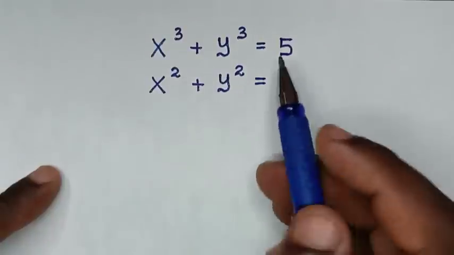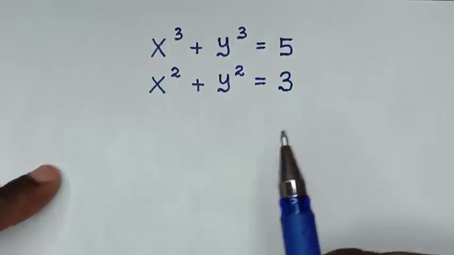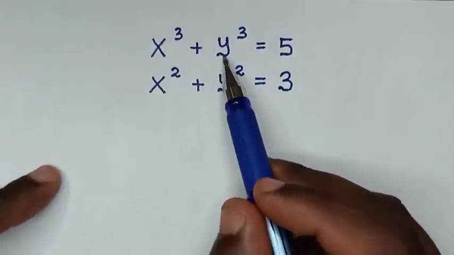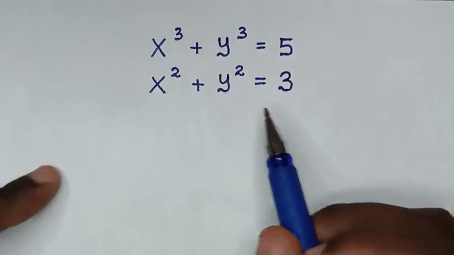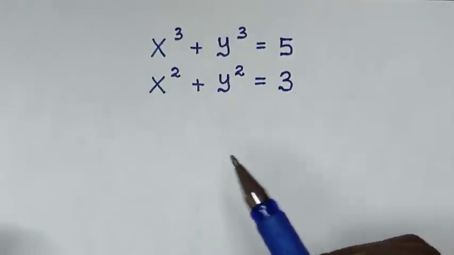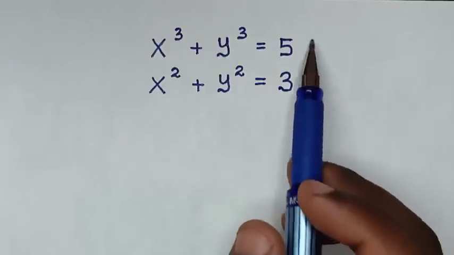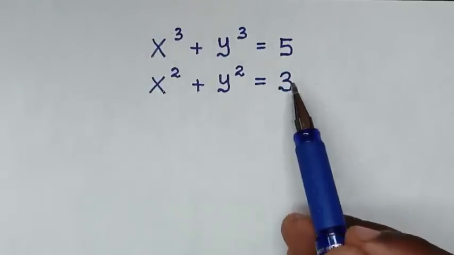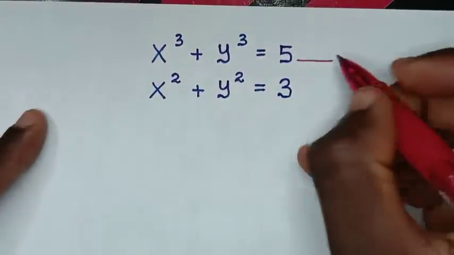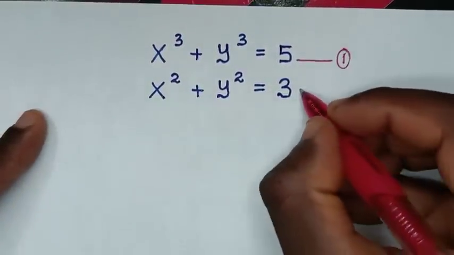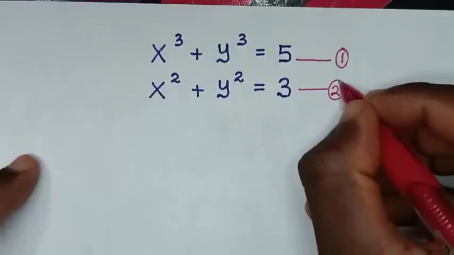Hello, you are welcome to solve this math problem: x^3 + y^3 = 5 and x^2 + y^2 = 3. We need to find the value of x and y from these two equations. First, we label this as equation 1 and this as equation 2.